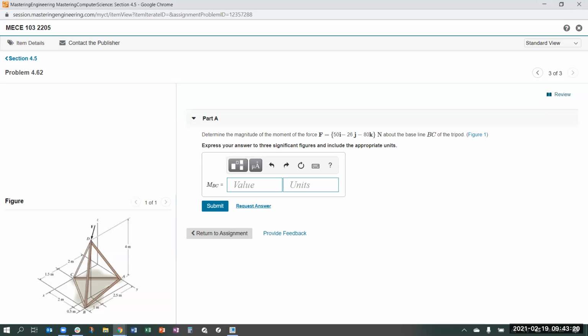This homework problem is coming up, and it has what I call this tripod. It's got a frame with a force applied to it. This particular question asks us to determine the magnitude of the moment of the force about the base BC. So with the force being applied at point D, what kind of rotation does that cause around the edge BC?